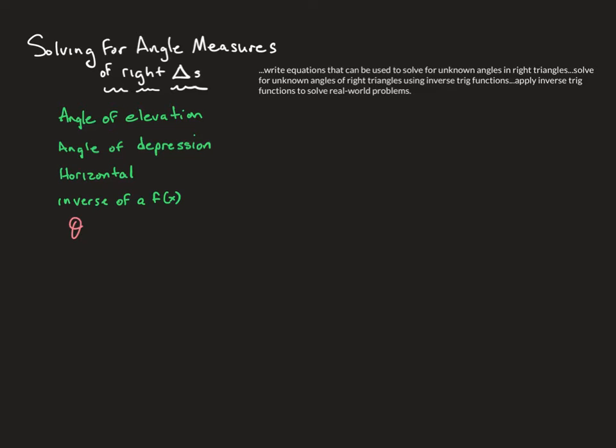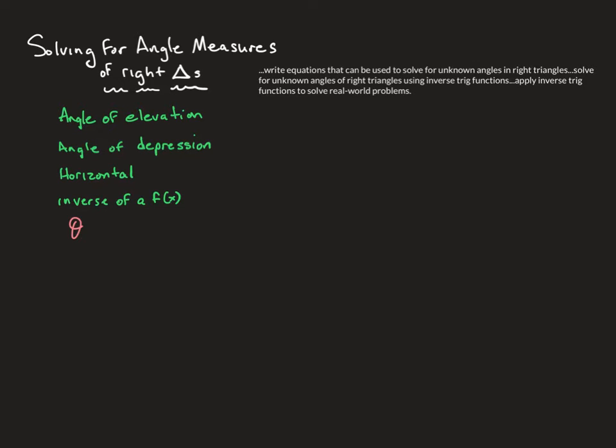Some of the things that we want to be able to do is write equations that can be used to solve unknown angles in right triangles. And we want to solve for unknown angles of right triangles using these inverse trig functions. And then we want to be able to apply these inverse functions to solve real-world problems, and we'll do an example with that. Some words to think about here: angle of elevation, angle of depression.